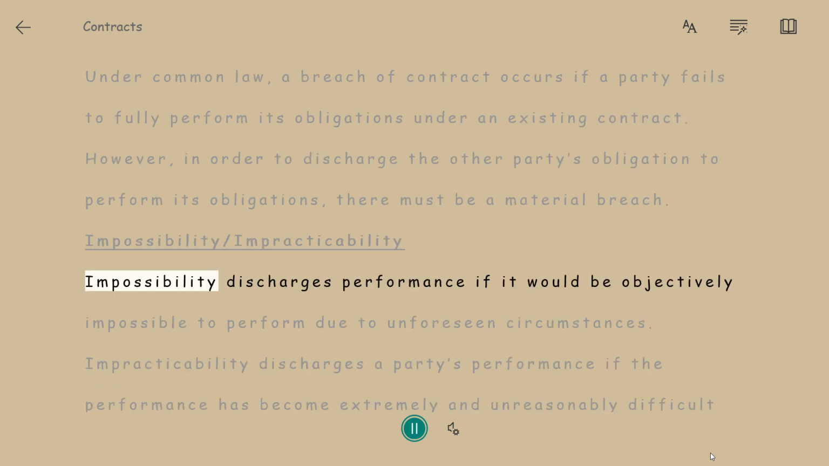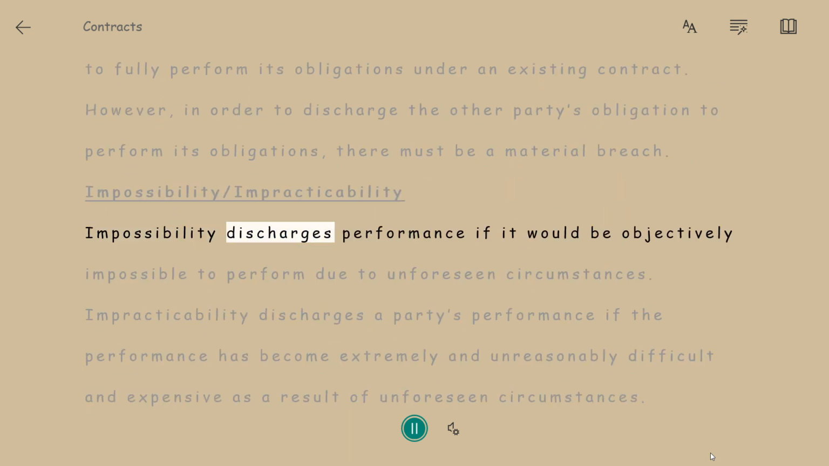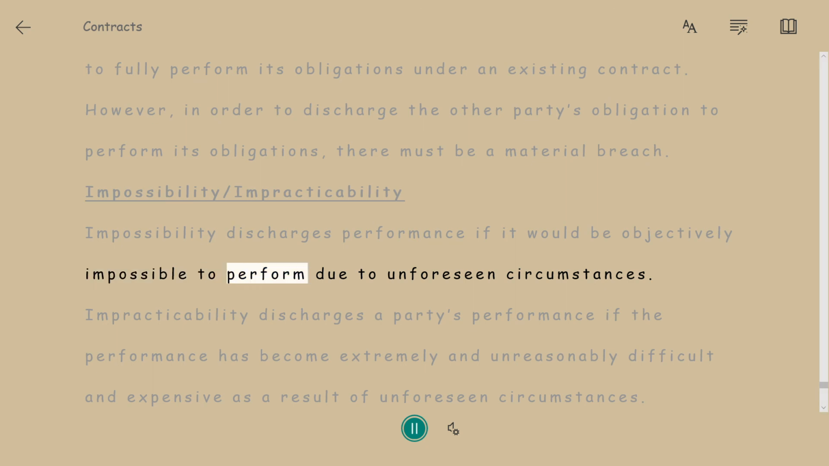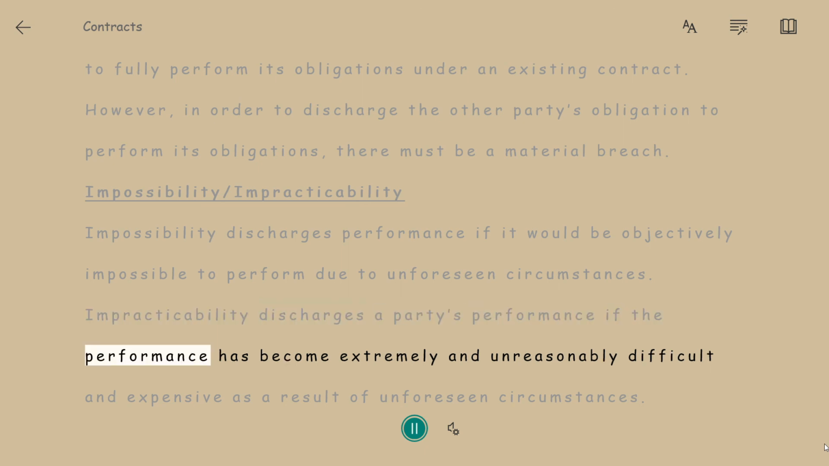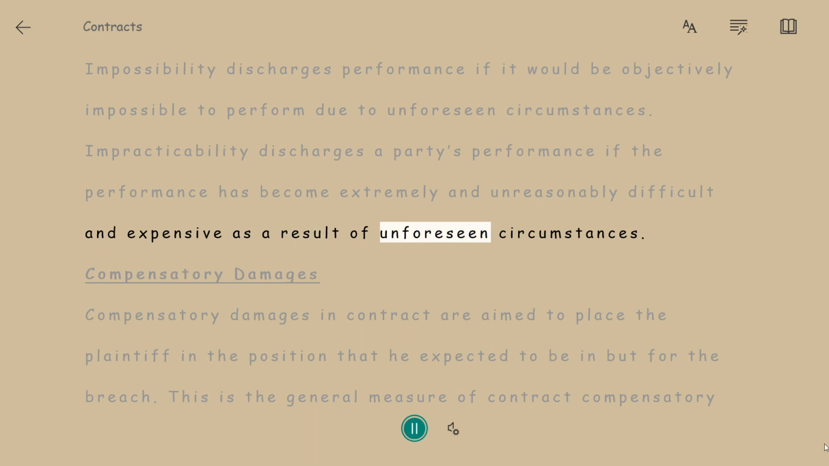Impossibility/impracticability. Impossibility discharges performance if it would be objectively impossible to perform due to unforeseen circumstances. Impracticability discharges a party's performance if the performance has become extremely and unreasonably difficult and expensive as a result of unforeseen circumstances.